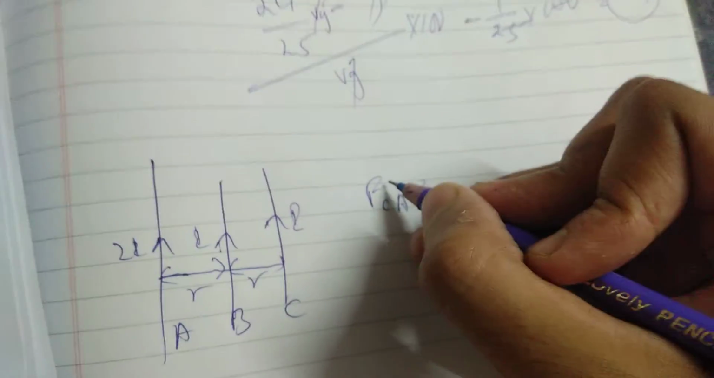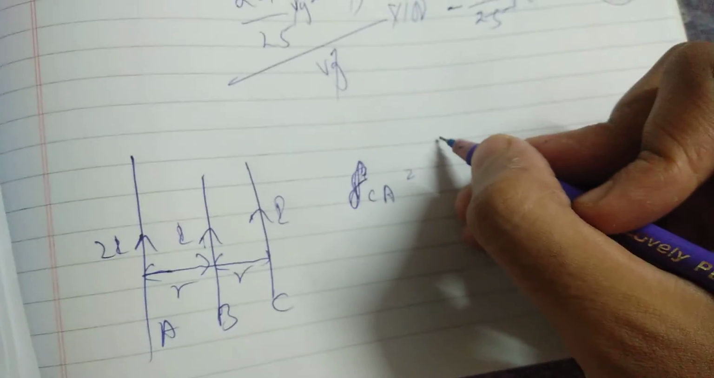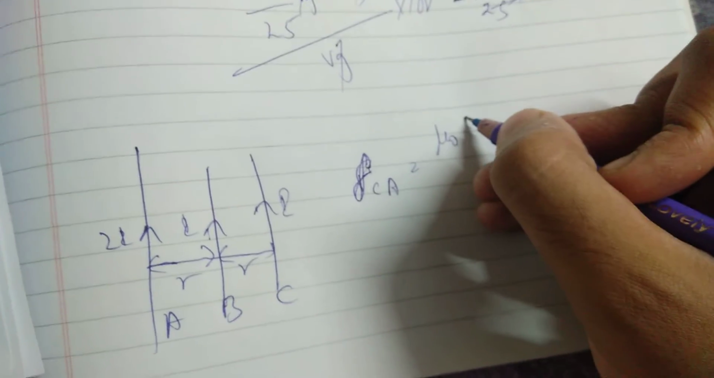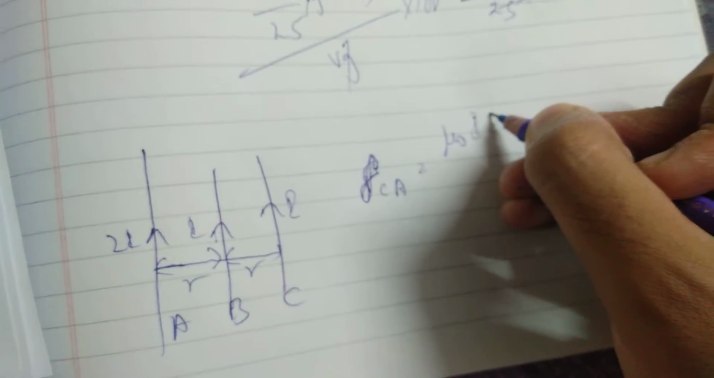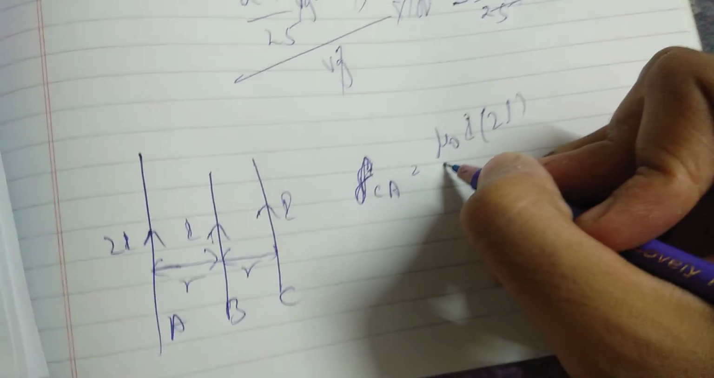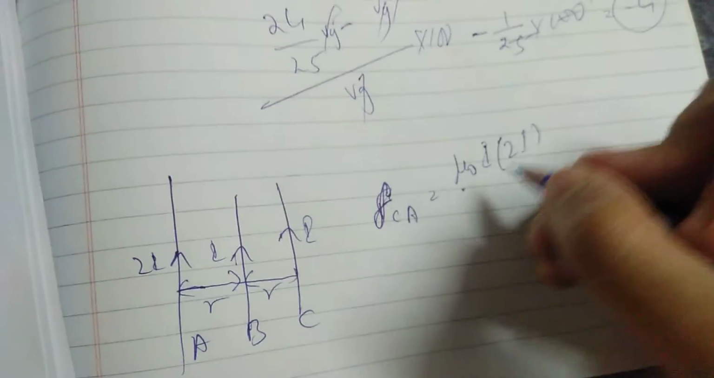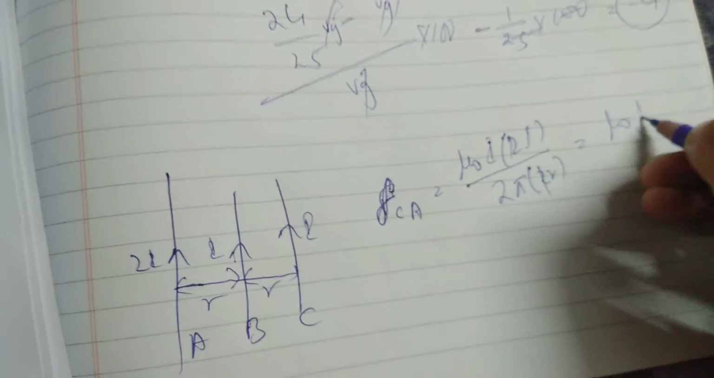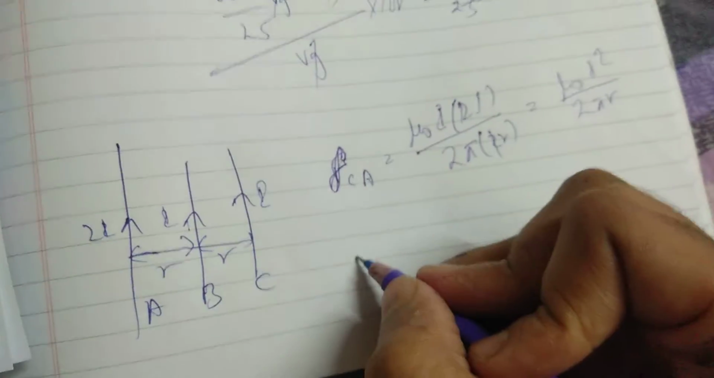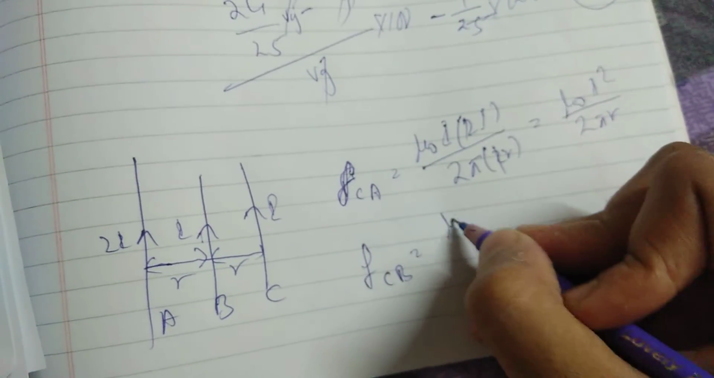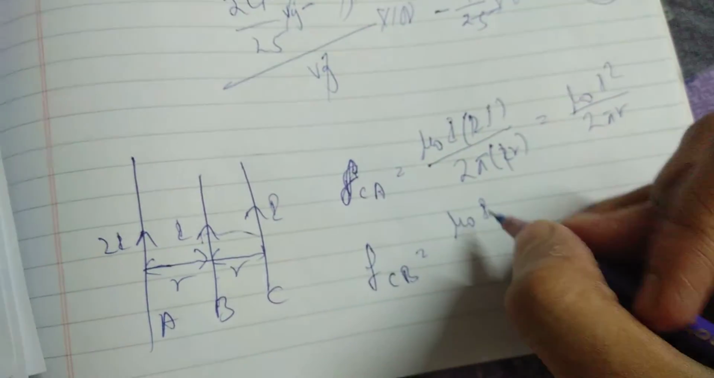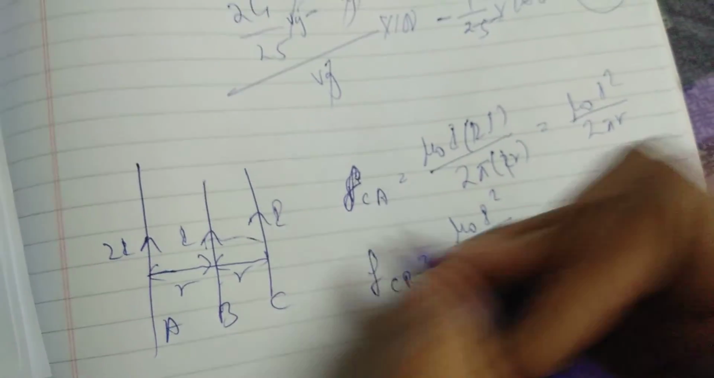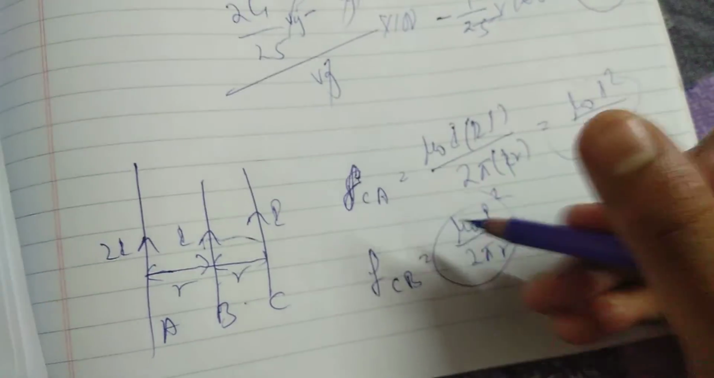What is the formula for the force? Suppose we are considering the force per unit length. So what is the formula for this F on C? That is mu naught I, the current is I in C, and then we have to consider the current in A, that is I into 2I, over 2 pi R. Here the distance between A and C is 2R, so that will be 2 pi into 2R. So 2 will cancel, we'll get mu naught I square over 2 pi R. Next is F on C due to B, that is mu naught I, this will be again I because in B the current is I, so mu naught I square over 2 pi, here the distance is R, so mu naught I square over 2 pi R, same as before.